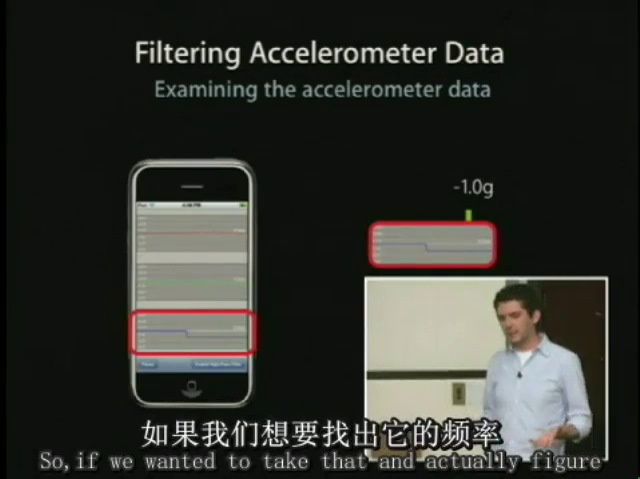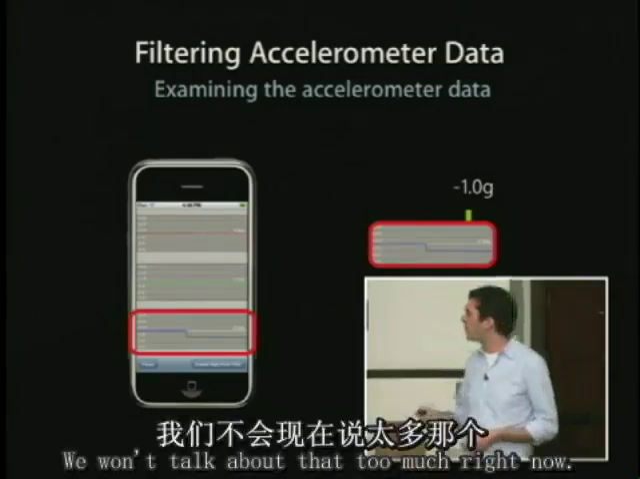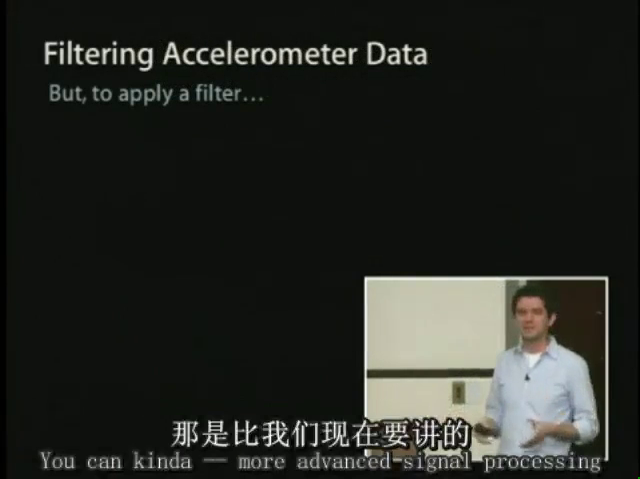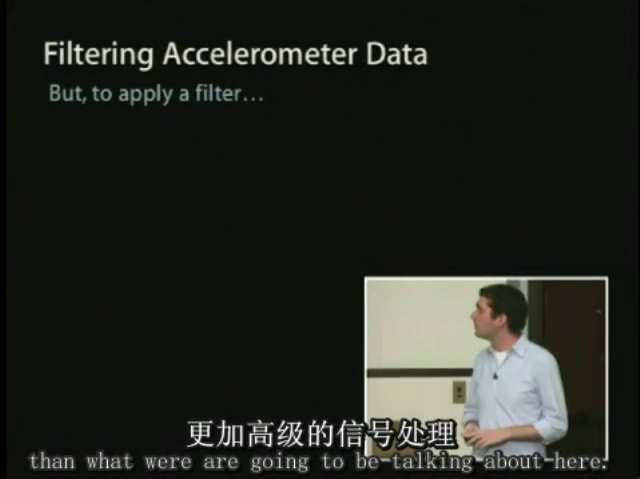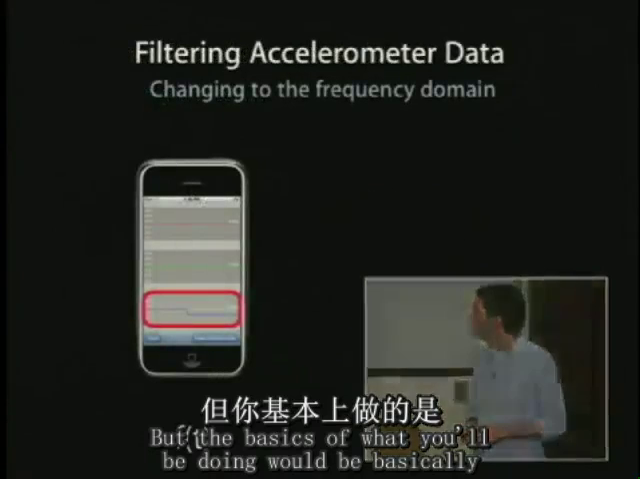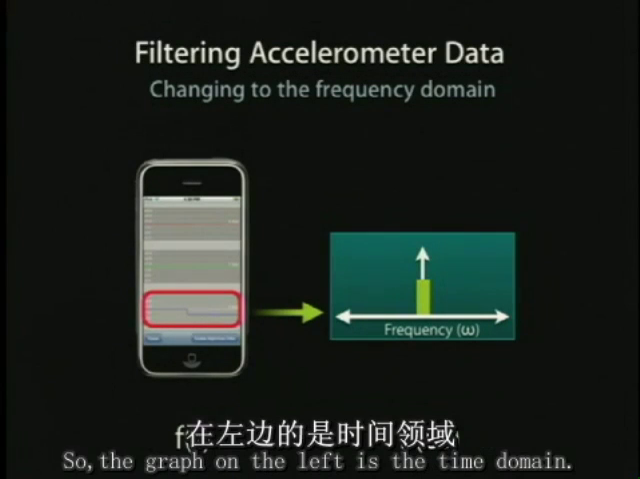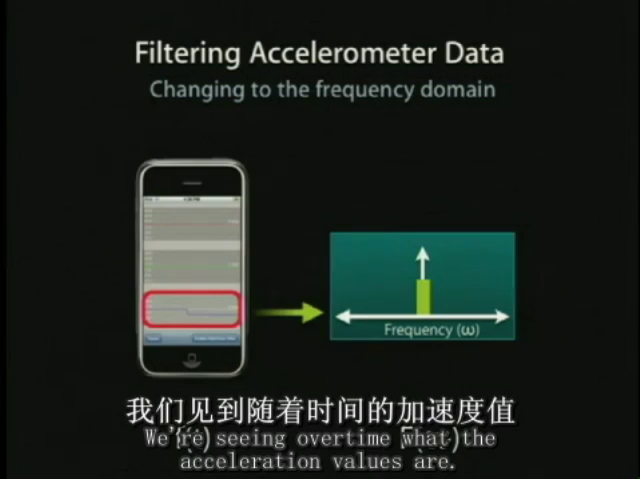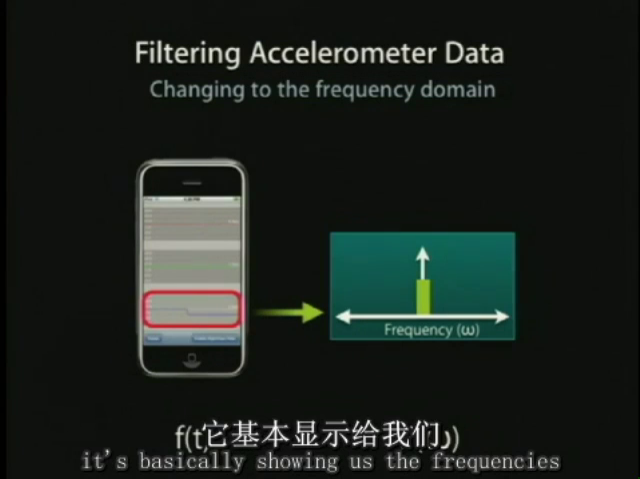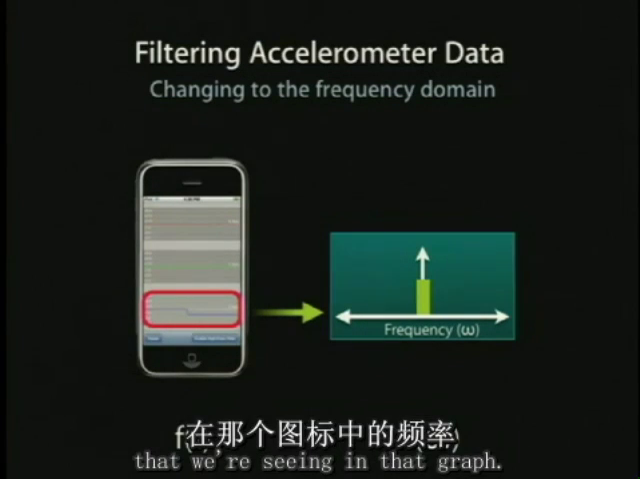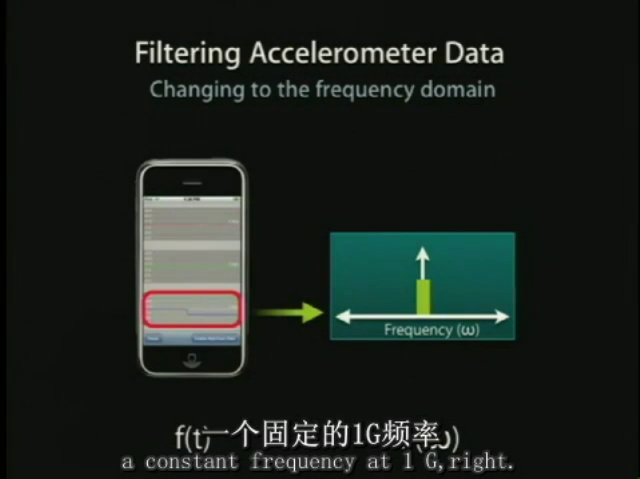So if we wanted to take that and figure out the frequency of it, you'd want to use a Fourier transform. We won't talk about that too much right now. It's more advanced signal processing than what we're going to be talking about here. But the basics of what you'd be doing would be converting from the time domain to the frequency domain. So the graph on the left is the time domain. We're seeing over time what the acceleration values are. If we convert to the frequency domain, it shows us the frequencies that we're seeing in that graph. So in this case, we're seeing a constant frequency at 1g.